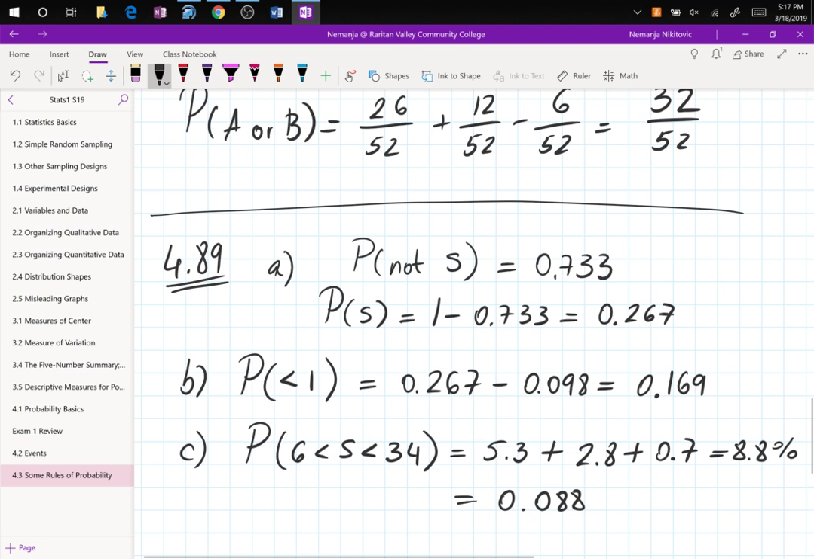So for this question, smoked between 6 and 34 cigarettes, adding these three numbers will give us the probability. Now they're mutually exclusive, so we just add them. We don't have to worry about subtracting anything, because if you smoked 26, you definitely didn't smoke 41. So these ranges are mutually exclusive. If you're in one, you can't be in the other. So we just get to add these values. About 9% of the people surveyed smoked.